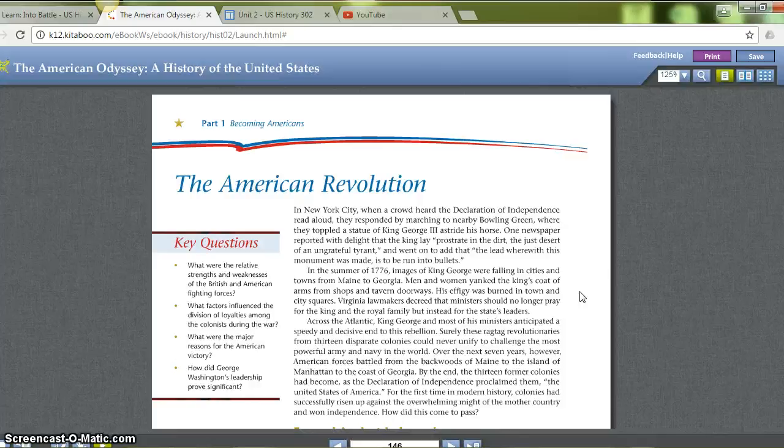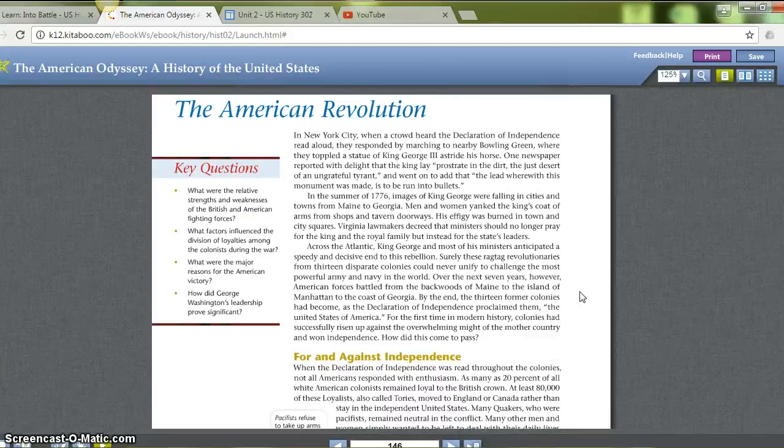rebellion. Surely these ragtag revolutionaries from 13 disparate colonies could never unify to challenge the most powerful army and navy in the world. Over the next 7 years, however, American forces battled from the backwoods of Maine to the island of Manhattan to the coast of Georgia. By the end, 13 former colonies had become, as the Declaration of Independence proclaimed them, the United States of America. For the first time in modern history, colonies had successfully risen up against the overwhelming might of the mother country and won independence. How did this come to pass?